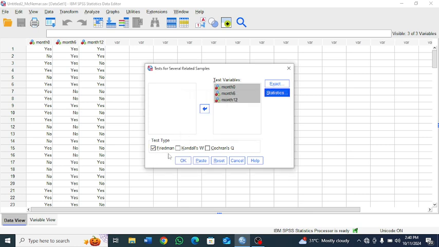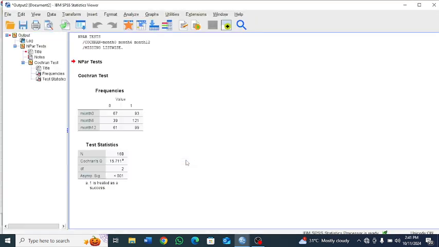So you can see that this dialog box contains analysis for both quantitative and qualitative. Friedman is for K-related samples for quantitative variables, but that is not what we are looking for. We want Cochran's Q, which is for categorical. So we select Cochran's Q test. So we can go to OK.